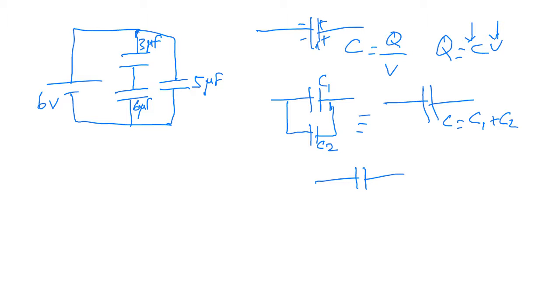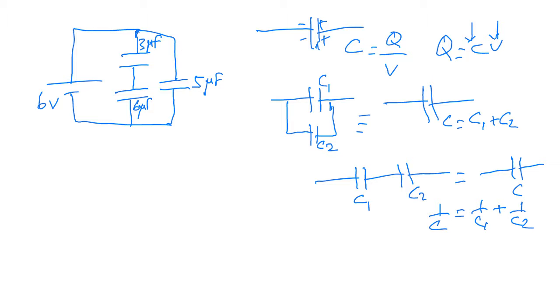Here is one capacitor, and I have another capacitor in series. Let's say this is C1 and this is C2. How do we combine these two? In this case, the way we find the equivalent capacitance is to use this formula: 1 over C is 1 over C1 plus 1 over C2. That's the way to find the equivalent capacitance.